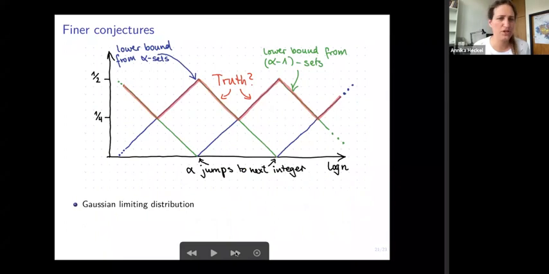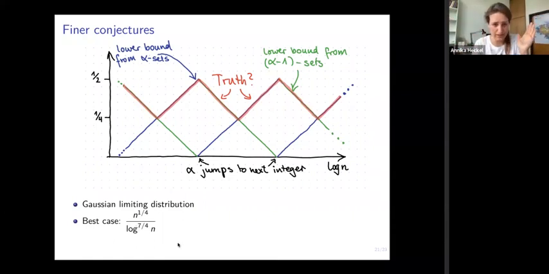Okay, we also have a number of finer conjectures. In particular, we think we can predict a Gaussian limiting distribution. We also think we have an idea of what happens at the minimum and maximum. So we think in the best case here, these are the correct log factors. This is just where these 2 lines intersect. Now the more interesting case is up here.